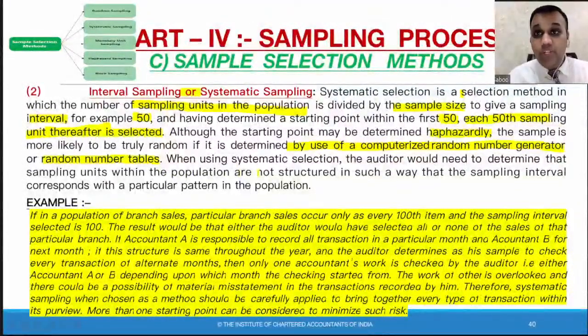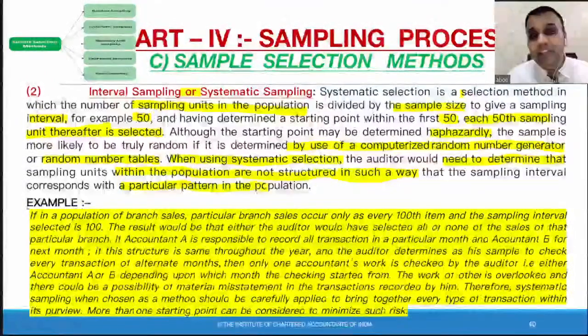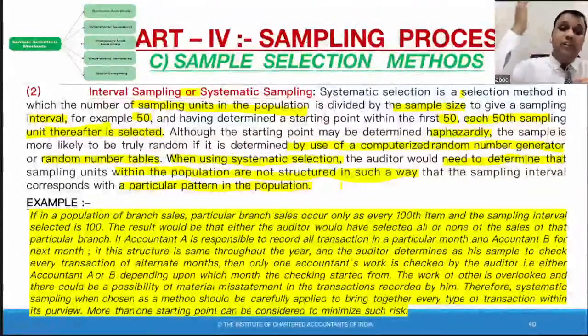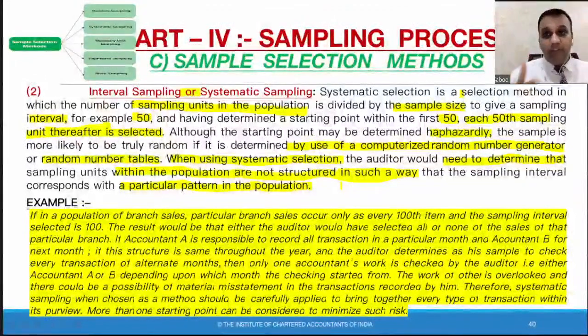So we need to take care of one point here. When using systematic selection, the auditor would need to determine that sampling units within the population are not structured in such a way that the sampling interval corresponds with a particular pattern in the population. We'll see with an example. I'll see if this example corresponds to this. Fine. Otherwise, I'll make you understand the last point.